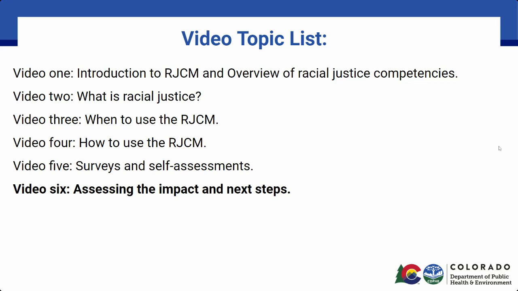So here's our video topic list. As you can see, we're on the last video 6, in which we will be assessing the impact, talking about the next steps, and doing just a brief review of everything we've learned so far, which was the introduction to the RJCM and the overview of the racial justice competencies. We talked about what is racial justice and health equity. We discussed when to use the RJCM, how to use the RJCM. We went over surveys and self-assessments, and now we're on to assessing the impact of your work.